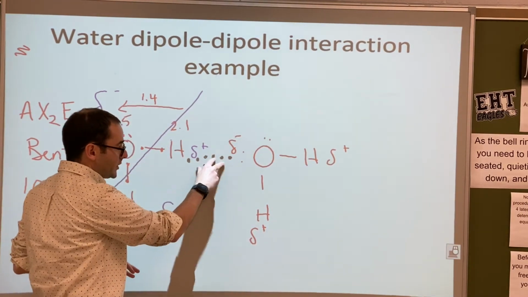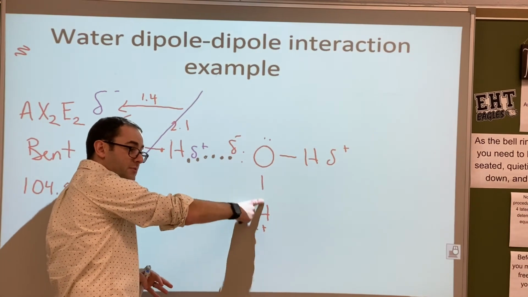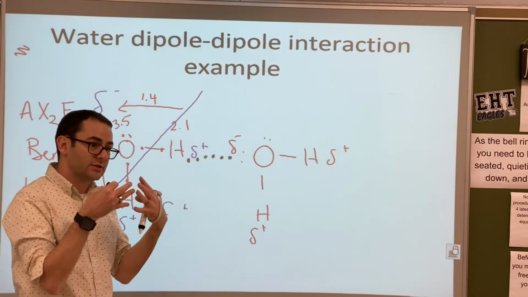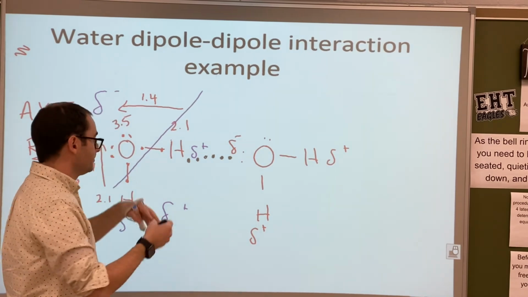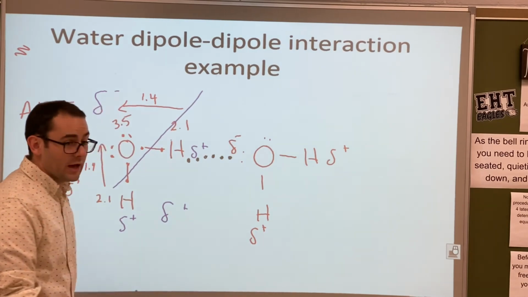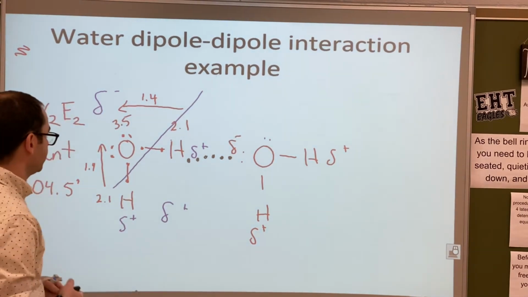This bond is weaker than this. Covalent bond is much stronger, but this is an important bond. It's what holds the 2 helixes of DNA together. A lot of properties of life and whatnot are reliant on this hydrogen bonding, all right?